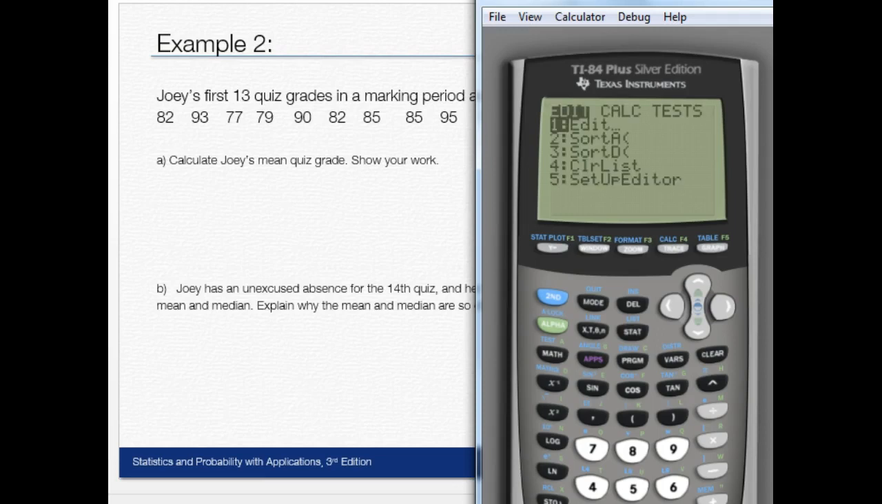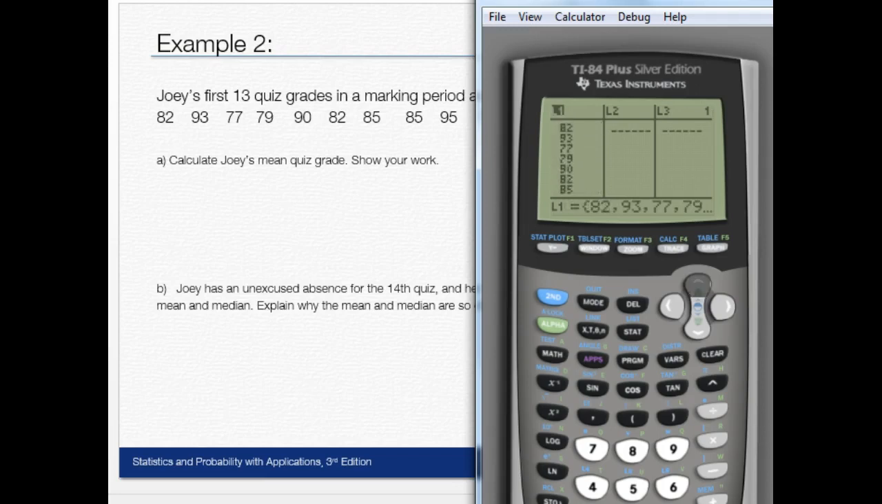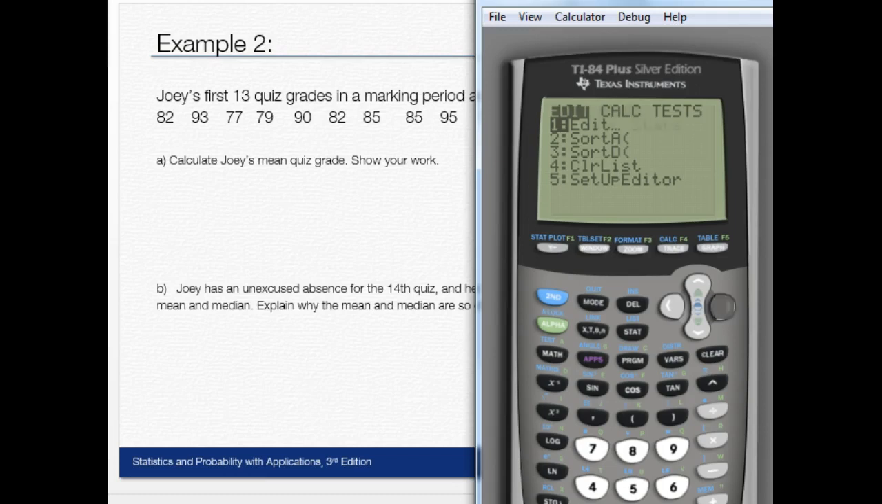If you hit Stat and enter, edit, it's going to pull up some lists, and you're going to use this list a lot in this class. You're going to put the quiz grades in that list, and I've already done that for this example. Okay, so if all the data is in the list, then the calculator will do the work for you. So once you got the data in there, you go to Stat and over here to Calc, and one variable statistics, the very first option. Hit enter. List 1, leave the frequency list alone. You don't really need anything there, and hit calculate.